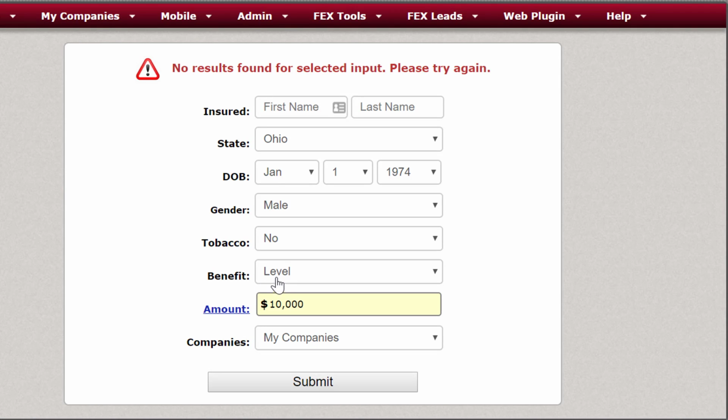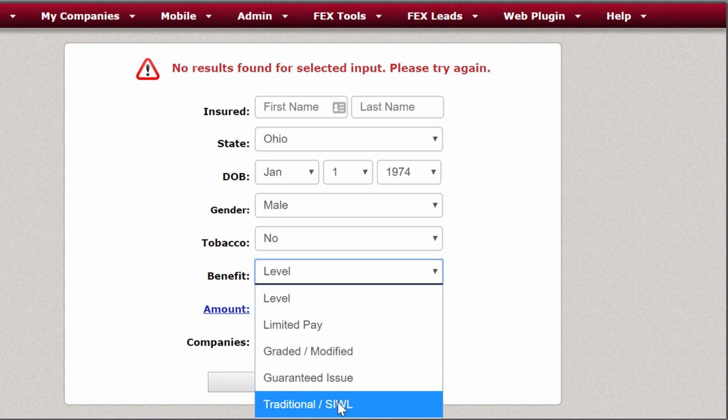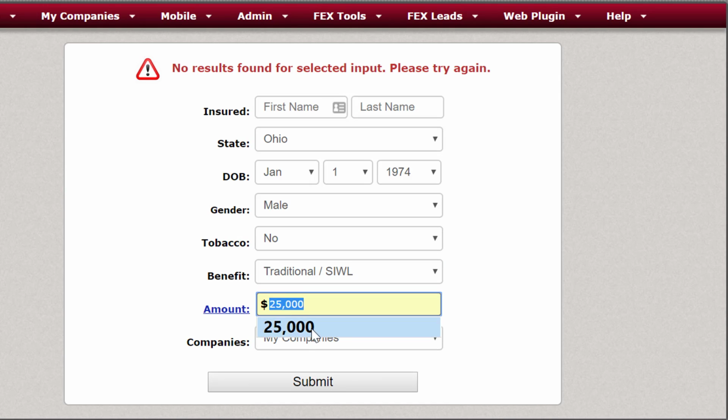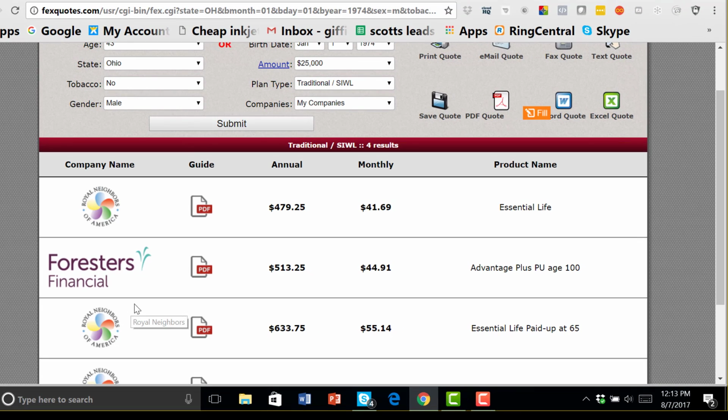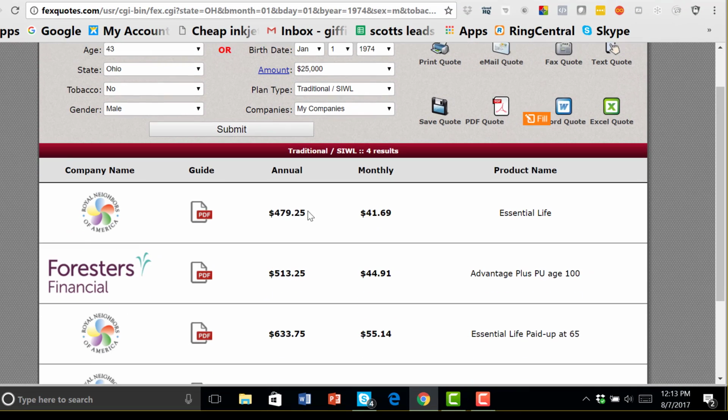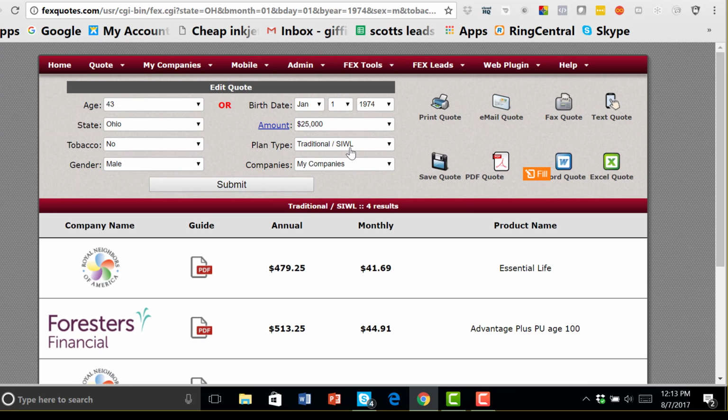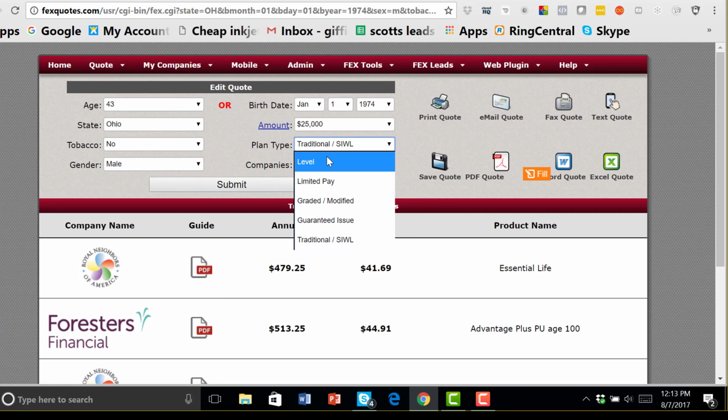Still don't get anybody. So what you've got to do is go to level and go to traditional SIWL, and you want to increase that to at least 25,000, and you're going to get some carriers. Remember that the reason they do that is because traditional SIWL policies are going to be your better policies. They've got to be in really good health. And if they put those under level, then these are always going to come up first, and the agents are going to quote these first, even though the customer may not qualify for it, and it's going to mess things up. That's why they did it that way when they built the rate calculator.